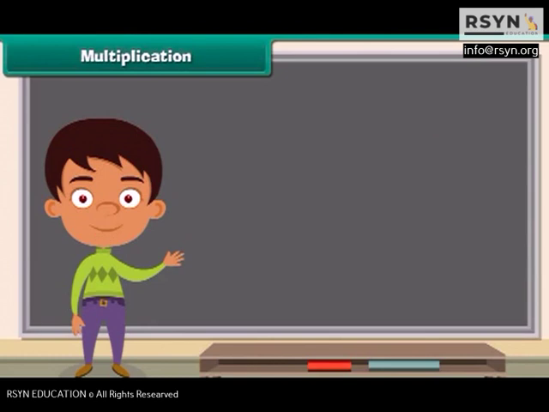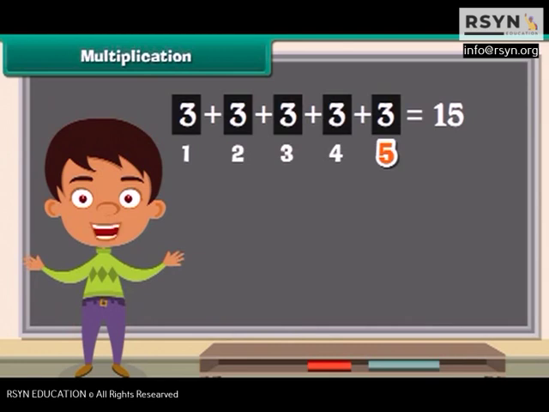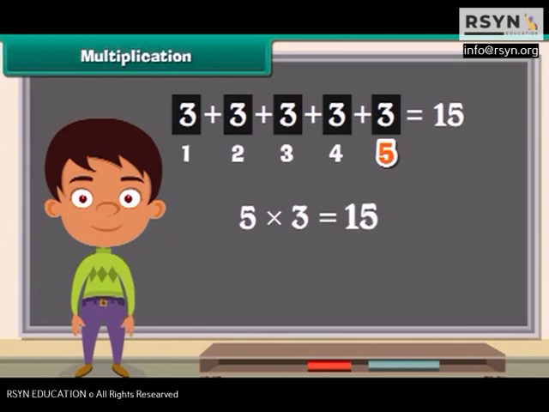Multiplication. We just calculated the number of chocolate bars given by Ria to her 5 friends as 3 plus 3 plus 3 plus 3 plus 3, which is 15. If you notice, the number 3 appears 5 times. Therefore, we can also write it as 5 into 3 is equal to 15.